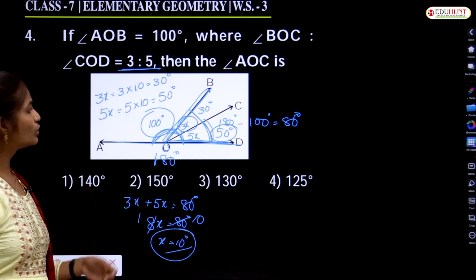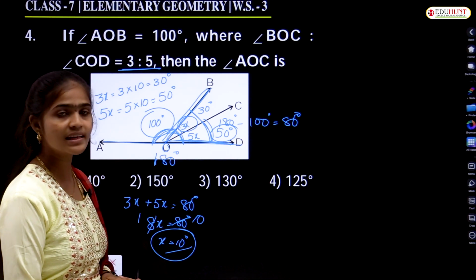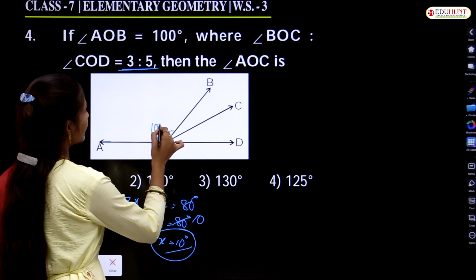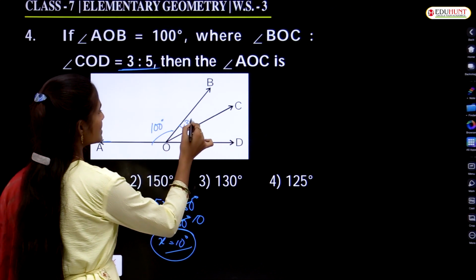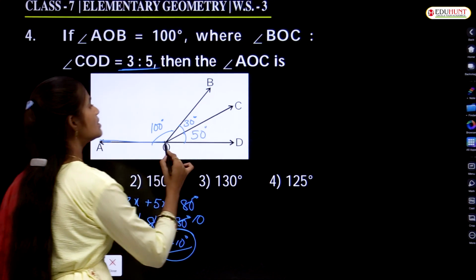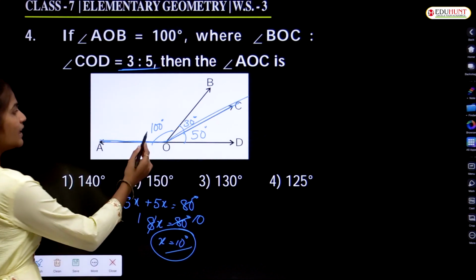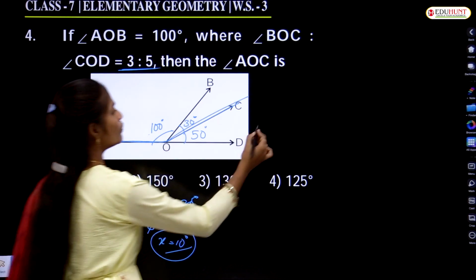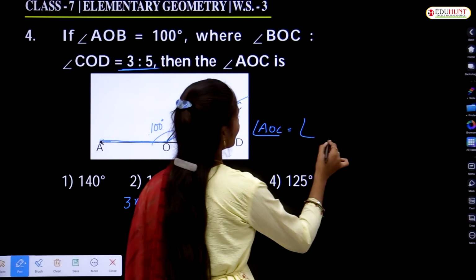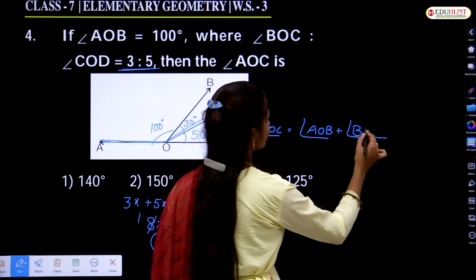Is it clear? So what they asked here, they are asking angle AOC. So here we got this as 100 degrees, this is 30 degrees, and this is 50 degrees. Now they are asking AOC, so this angle. That's why 100 plus 30 is equal to 130. Angle AOC is equal to angle AOB plus angle BOC.